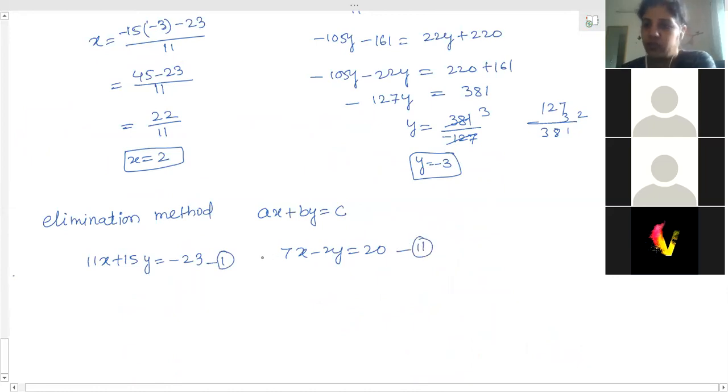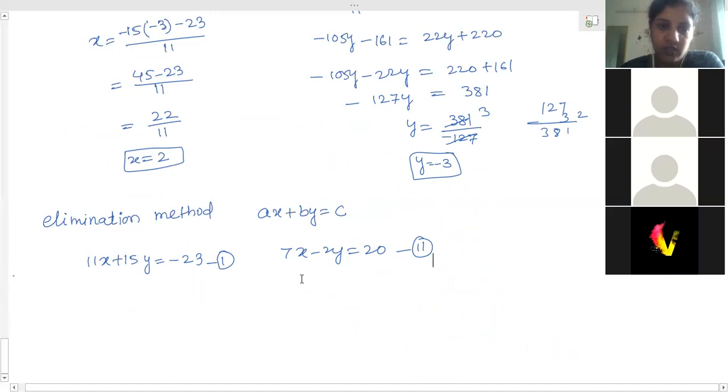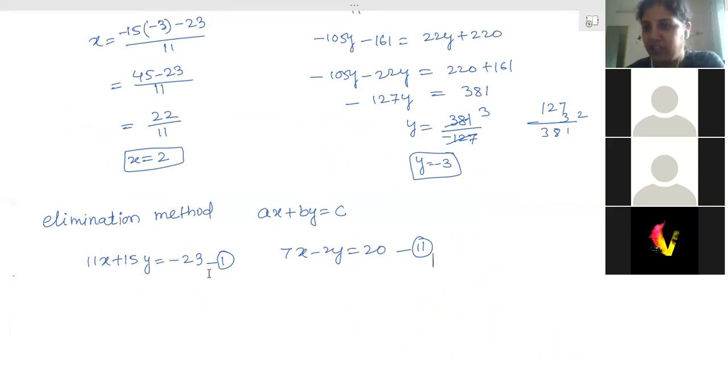Now what we have to do? Elimination method. That means we have to eliminate. We have to remove one of the variable coefficient. So now here the x's coefficient is 7, this side x's coefficient is 11, so we have to make that equal. Just like in LCM, while doing fraction addition or subtraction, if the denominator is not same, so what you do? LCM. You take the LCM.